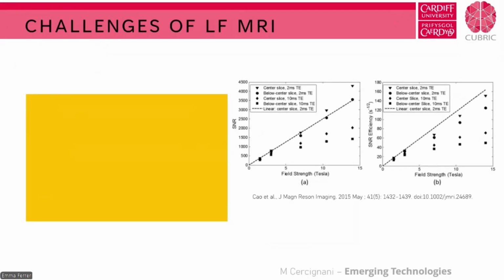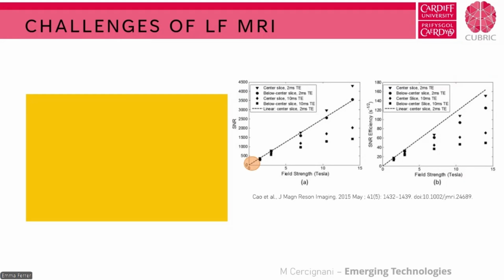We've seen this yesterday in Beatrice's talk, and some of it this morning. There are some challenges in bringing MRI to low field, and the main one for sure is the issue of signal to noise ratio. We have already seen that the signal to noise is proportional to field strength.